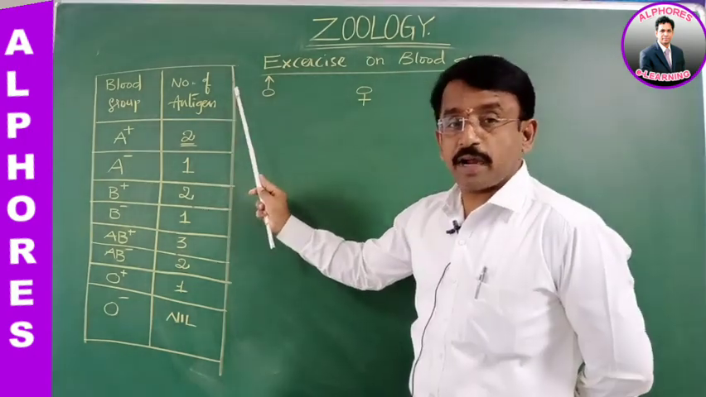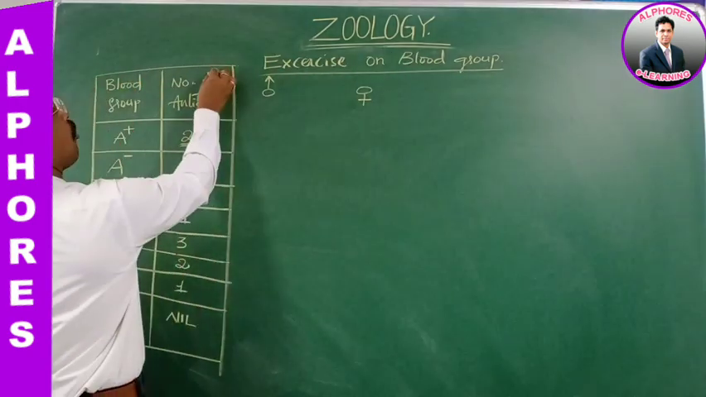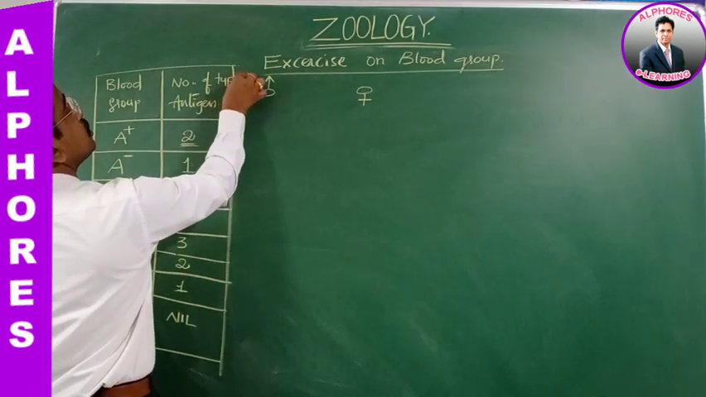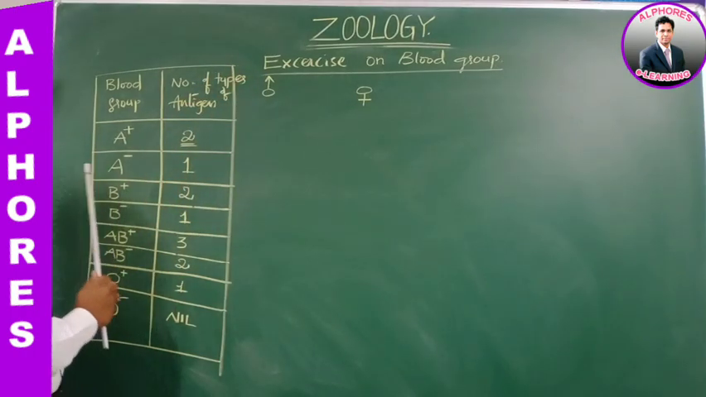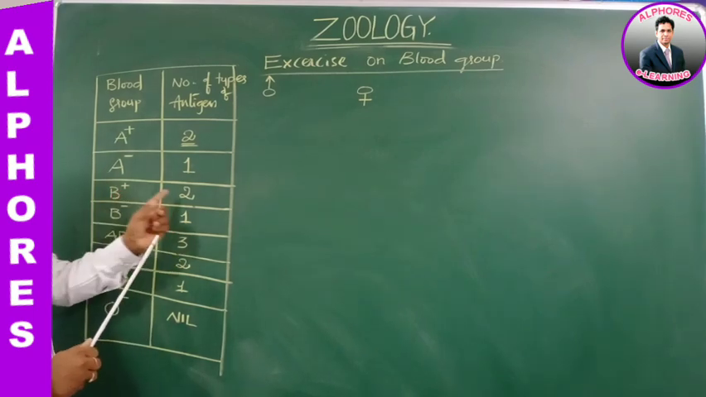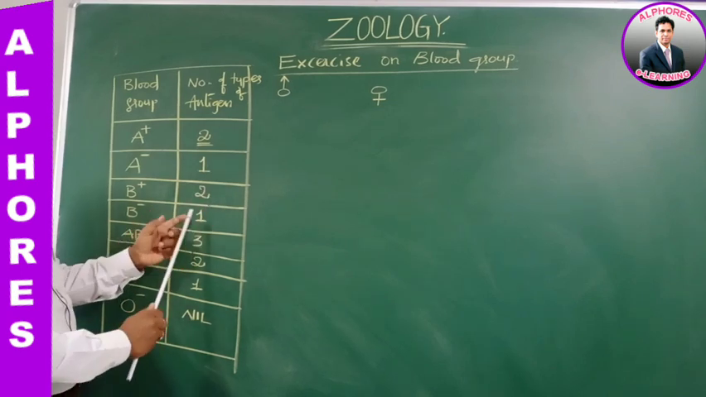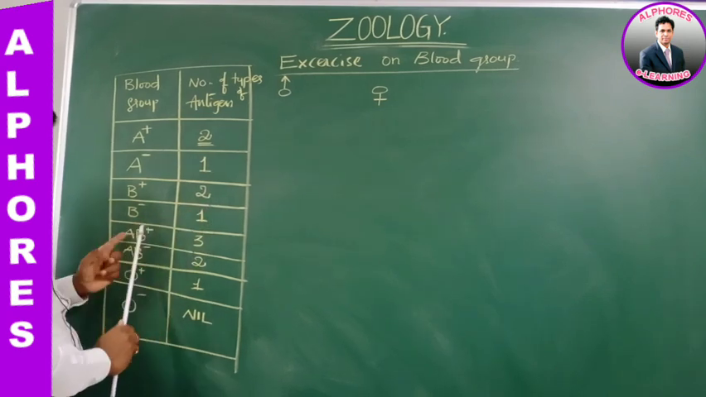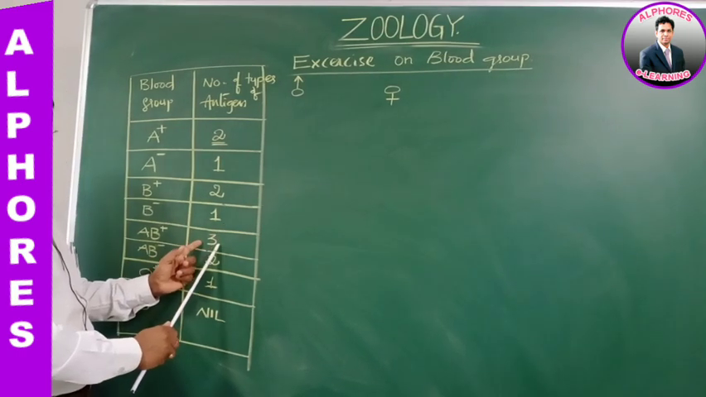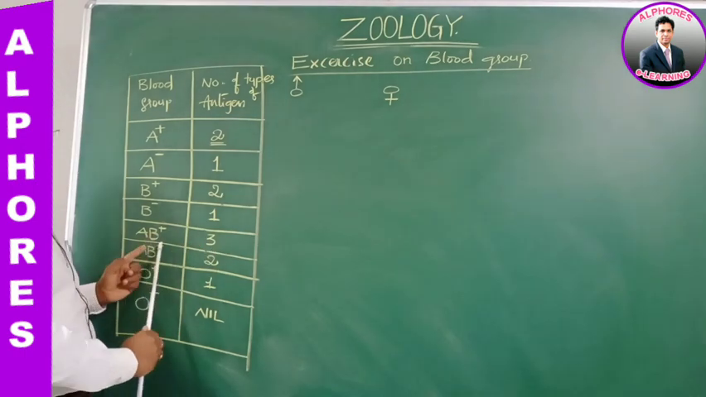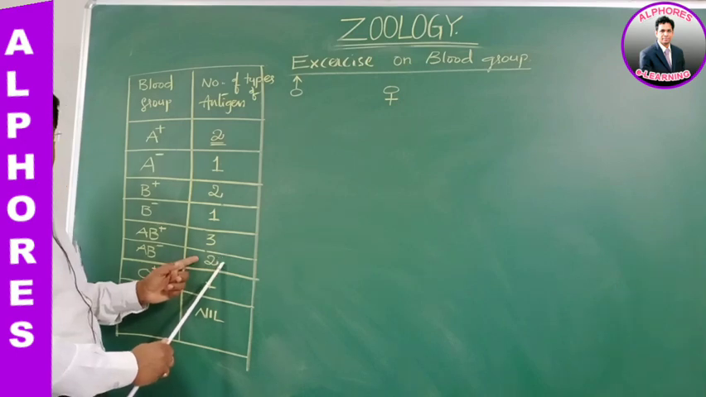What you have to find out here is the number of types of antigens. B positive is with B antigen and RH antigen, 2. B negative with only B antigen in its RBCs. So the number of types of antigens is 1. AB positive, A antigen, B antigen and RH antigen. Number of types of antigens 3. AB negative, A antigen, B antigen, no RH antigens. So the number of types of antigens is 2.